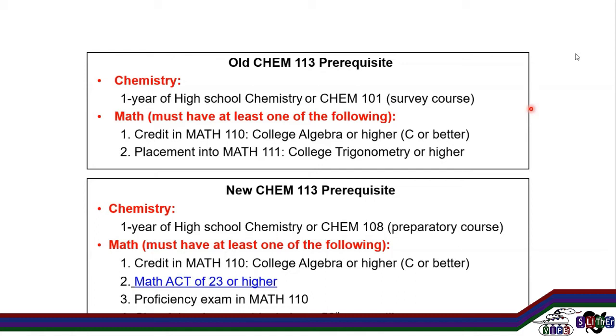they could just get into general chemistry by having a math ACT score of 23 or higher, or we have these other pathways. They could have credit in college algebra. They could prove proficiency on a math 110 or a college algebra exam, or they could opt to take the Toledo exam and score above a 50 percentile. So it's not like we're saying, no, you can't get into general chemistry if your math ACT is not so high. There were other avenues to get into general chemistry.